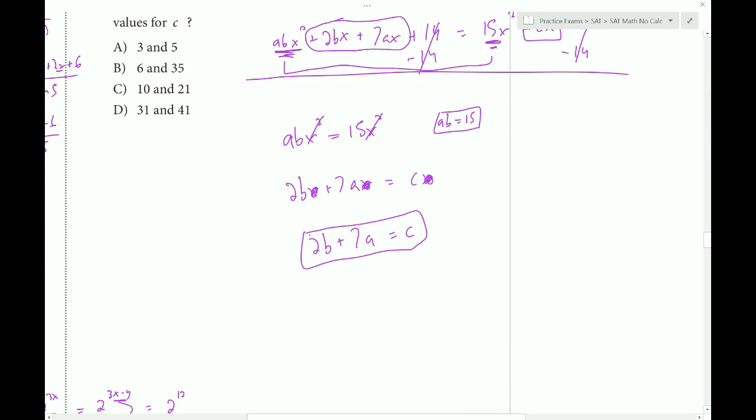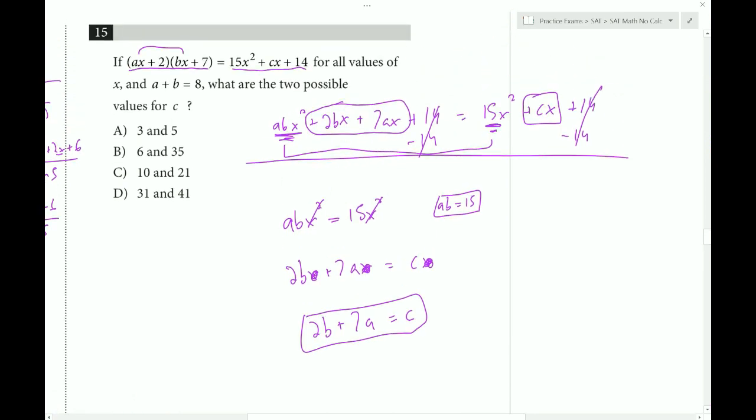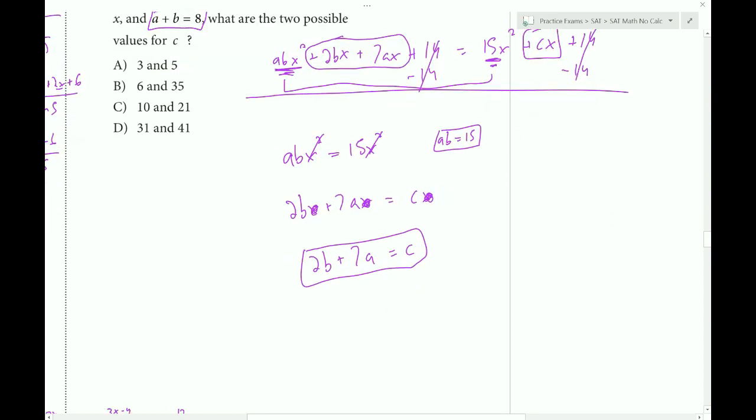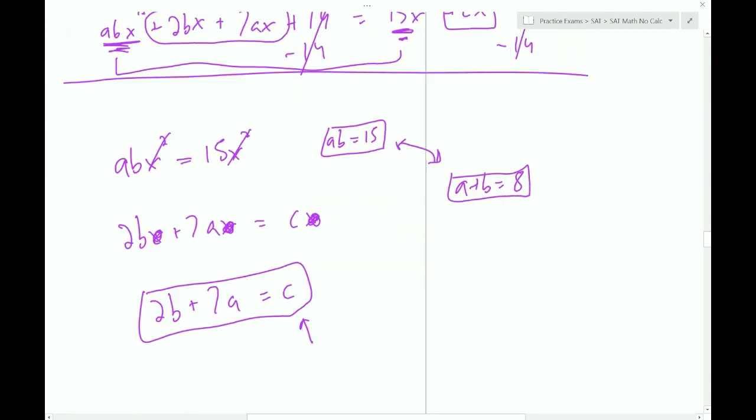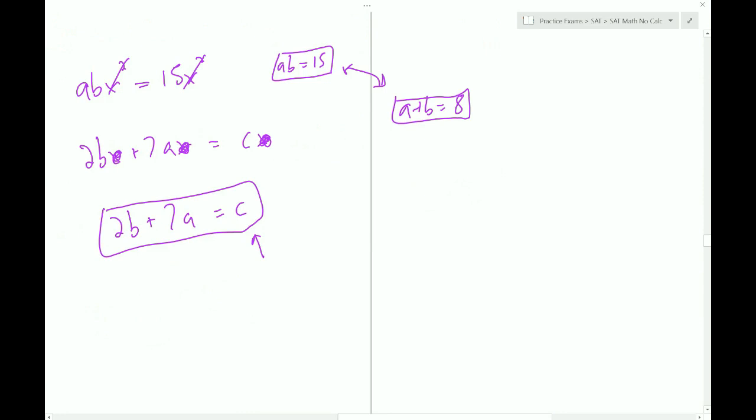That's another equation. Now I've introduced another variable here, c, so now I need 3 equations since I have 3 unknowns. But luckily they gave us another equation here, which is that a plus b is equal to 8. So now what I'd like to do is use these two equations in order to figure out what a and b are, and then we could figure out c based on this equation, seeing as they're asking for c, right?